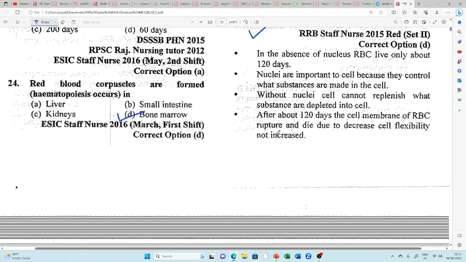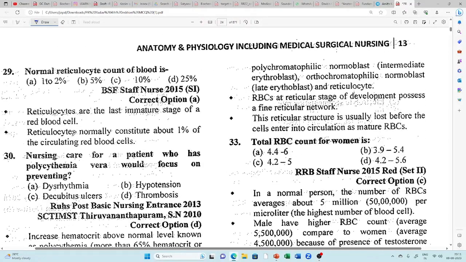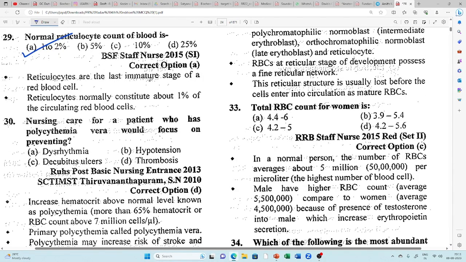Very, very important. Next one, normal reticulocyte count of blood. What is the normal reticulocyte count? Study it now itself, 1 to 2%. That is the normal reticulocyte count. Reticulocytes are the last immature stage of the red blood cells. Reticulocytes normally constitute about 1% of the circulatory red blood cells.